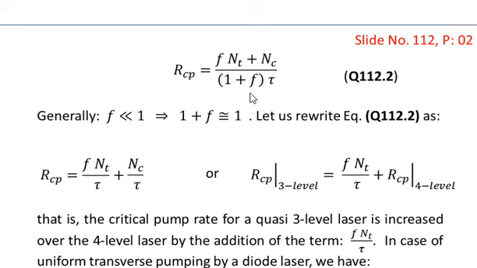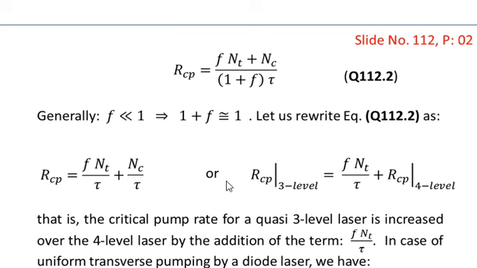So in equation number 2, we have changed 1 plus F equal to 1, because we have used this approximation that 1 plus F is of the order of 1. So 1 plus F is equal to 1. So in the denominator, we have only the value of tau. So we are going to divide both of these terms in the numerator by tau. So we have the critical pump rate equal to F times Nt over tau plus Nc over tau.